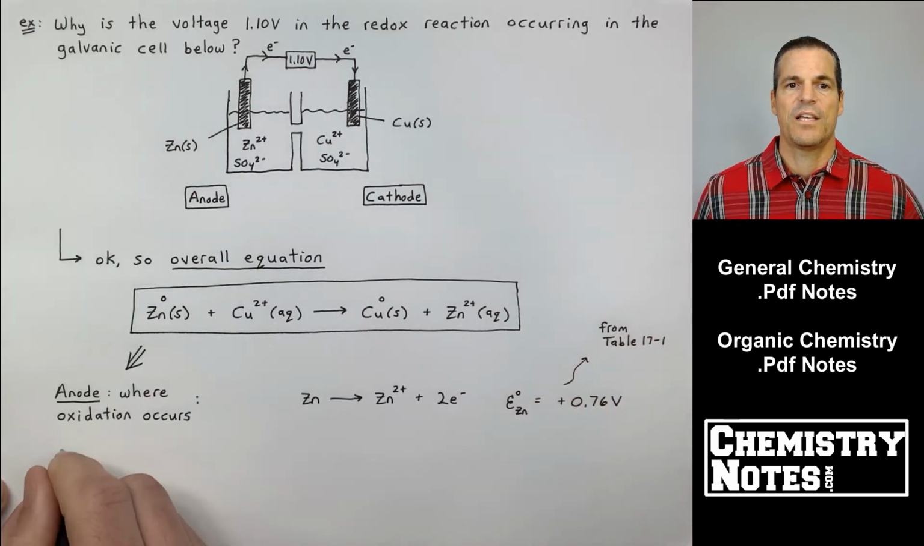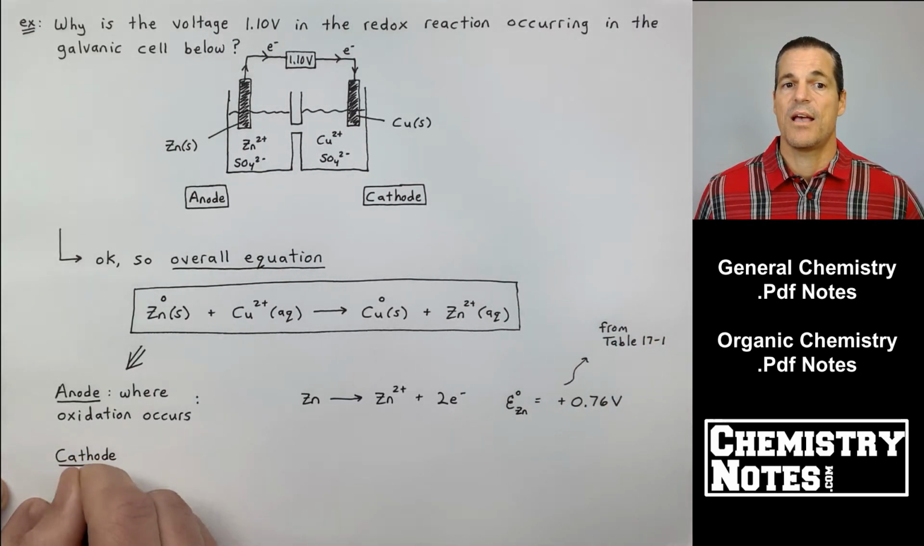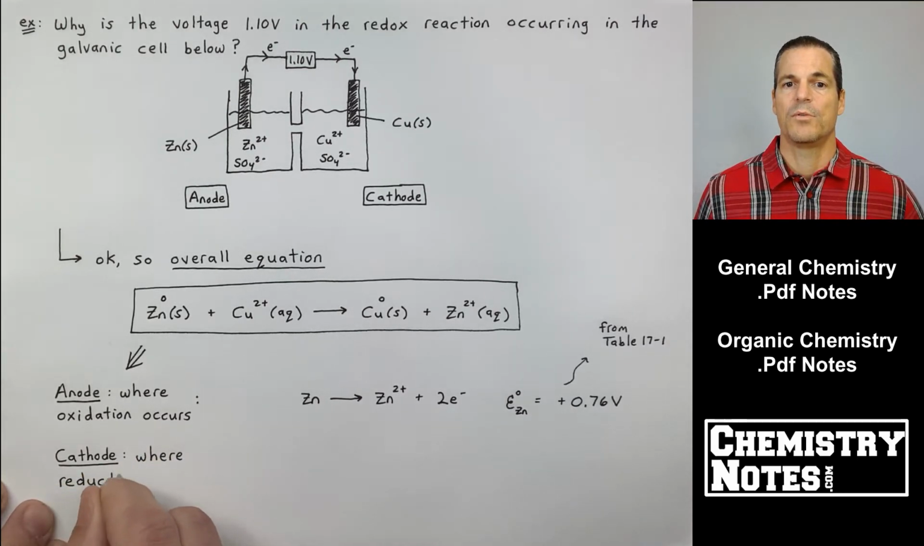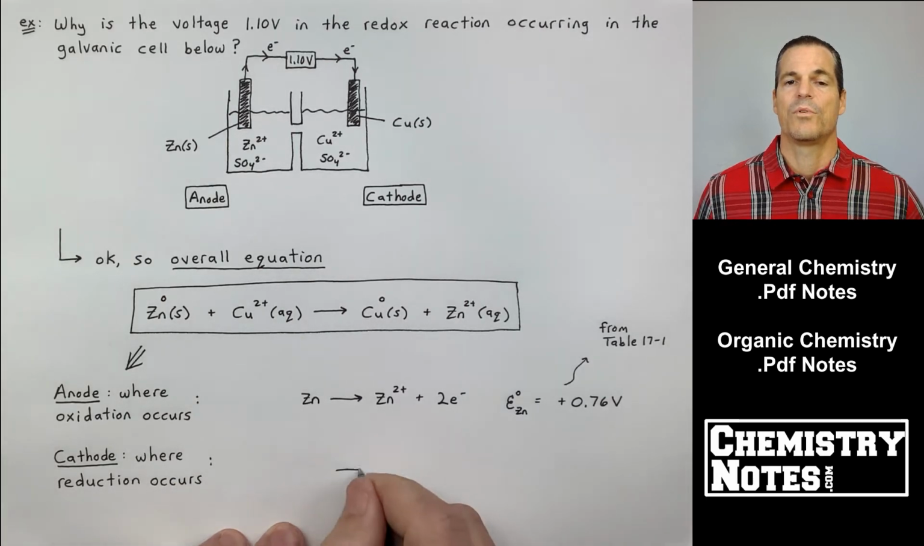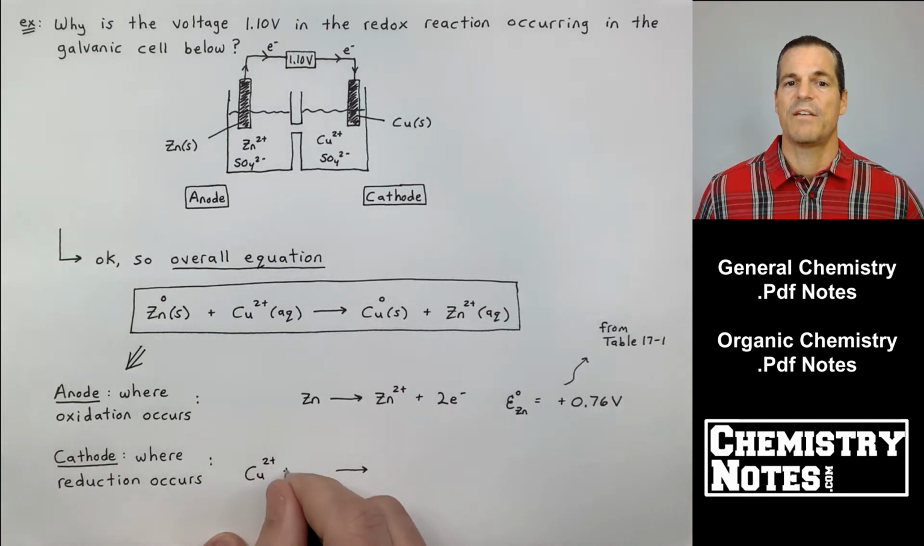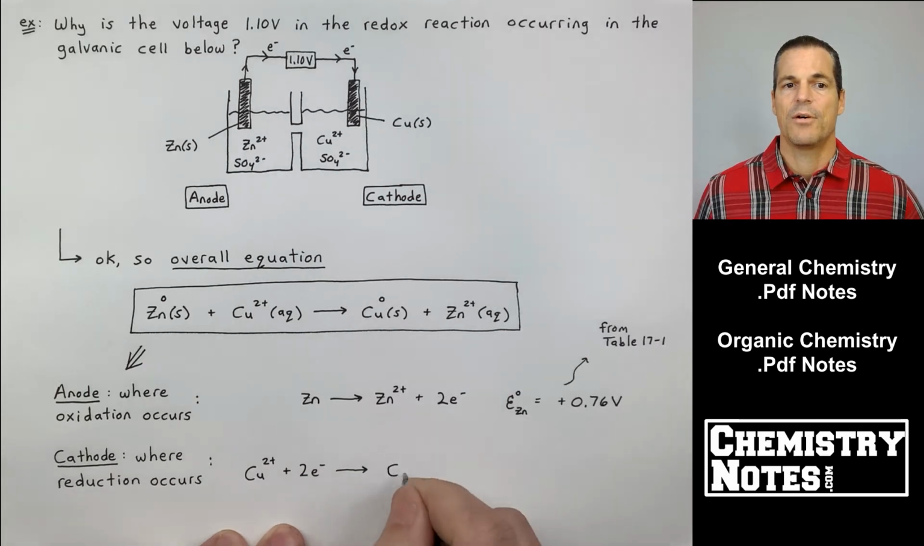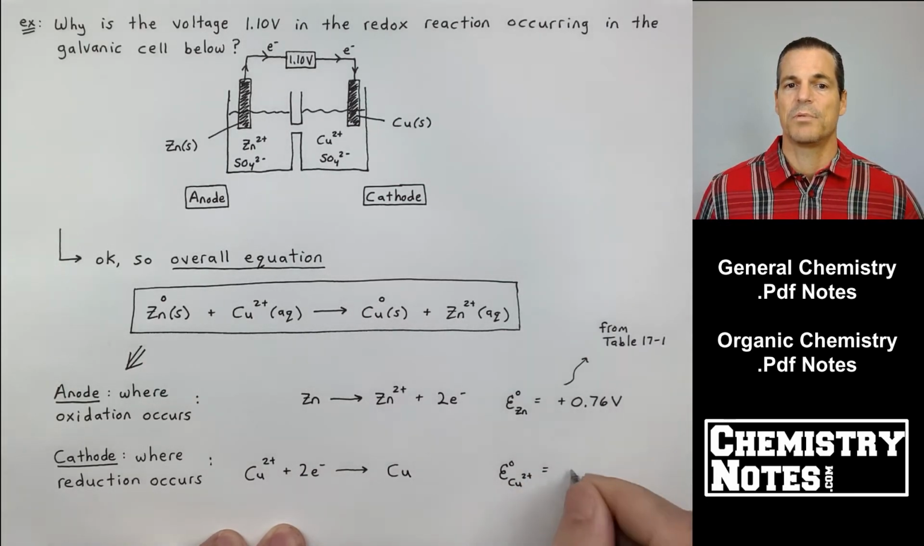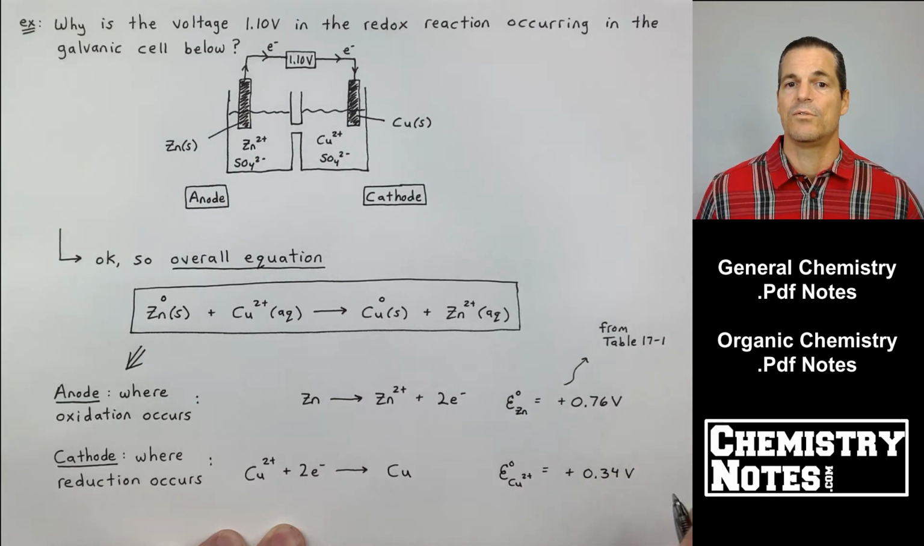Anode, where oxidation occurs, so this is my oxidation half reaction. Zinc yields zinc 2+ plus 2 electrons. I looked that up in the table, and the reduction potential is plus 0.76 volts. Cathode, where my reduction occurs, the half reaction there, Cu2+ plus 2 electrons yields Cu solid.